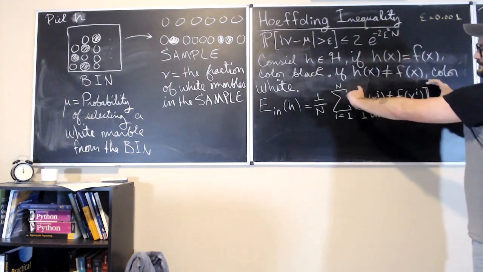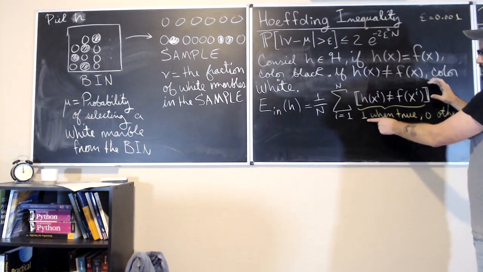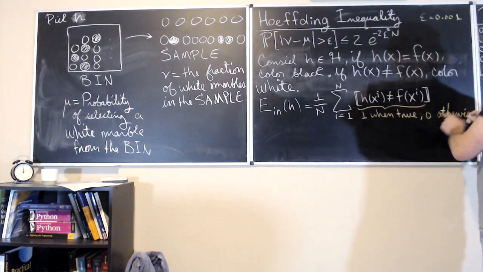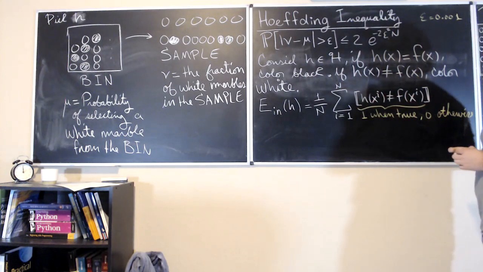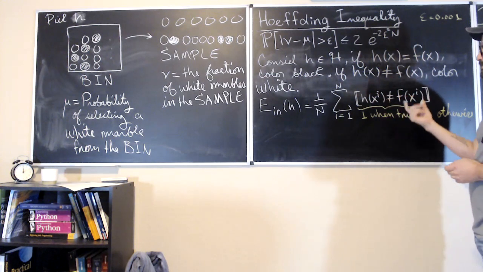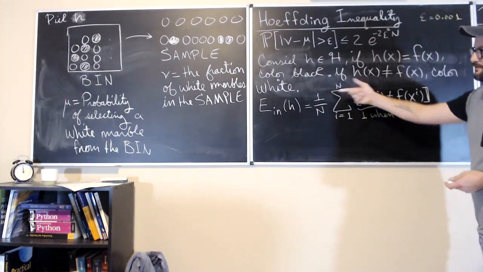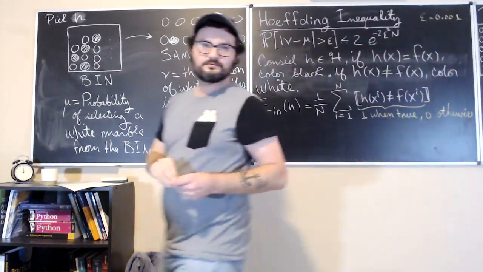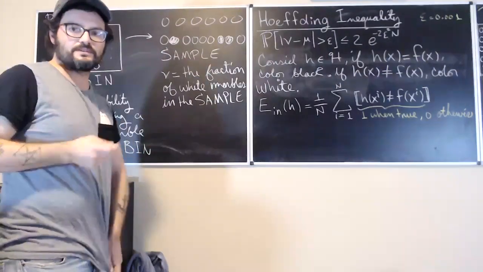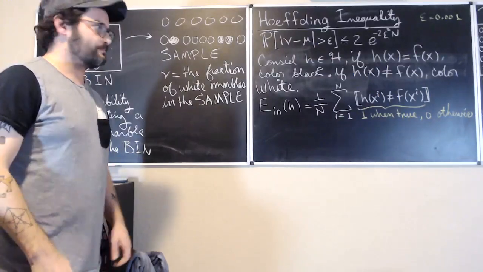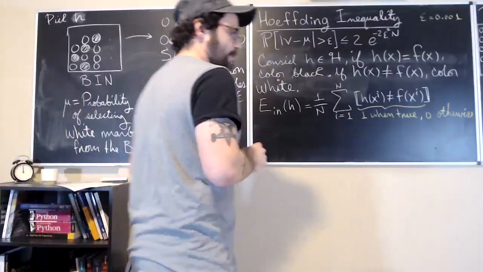All this bracket business says is that if it doesn't equal, it's a 1, and if it does equal, it's a 0. If this statement's true, you have a 1, otherwise it's a 0. So it's basically counting how many white marbles over the total number. Is that clear? Yes. Yeah.